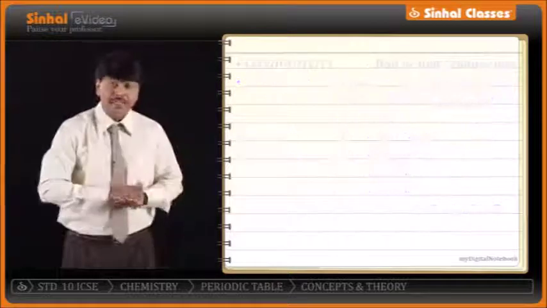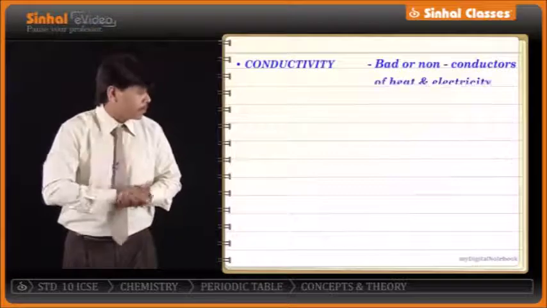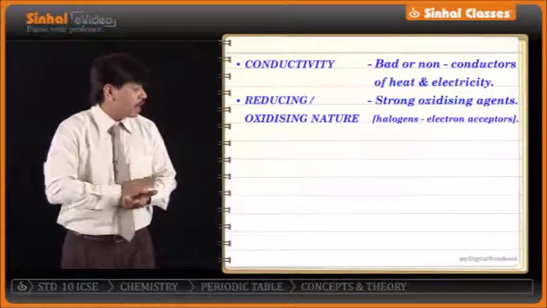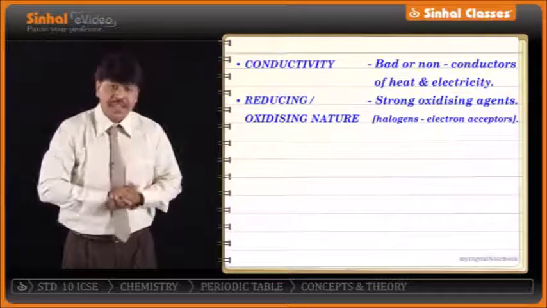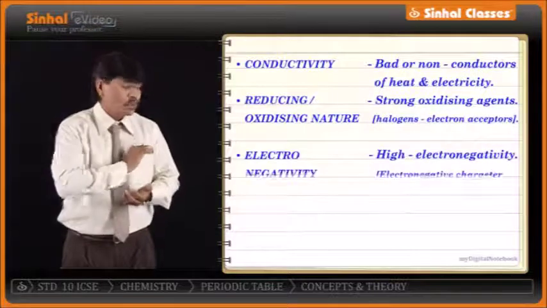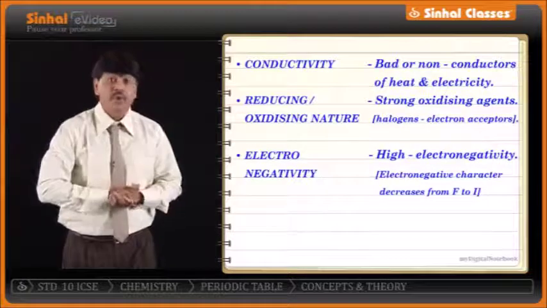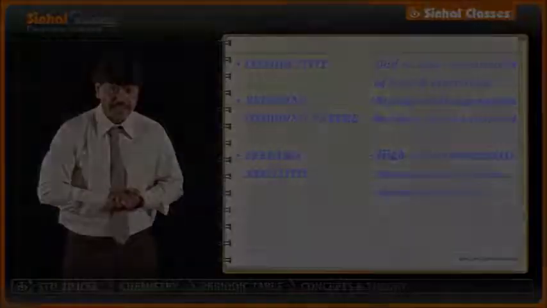They are bad conductors of electricity. They are very strong oxidizing agents, highly electronegative in character. They always form a covalent bond. With hydrogen, they form covalent hydrides.